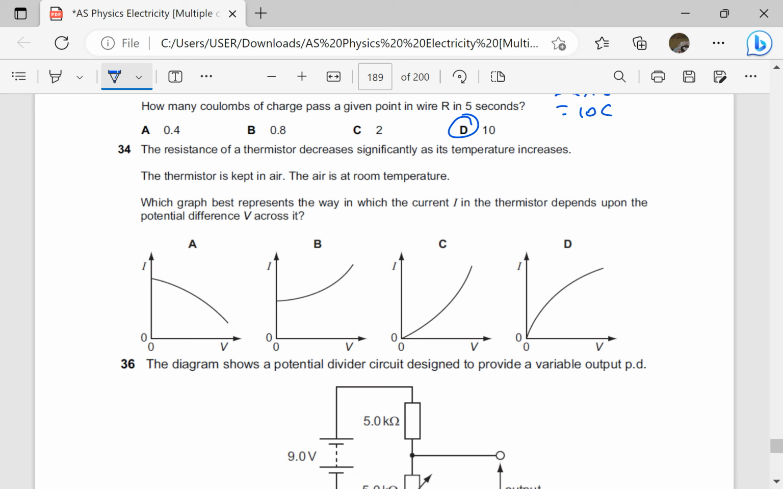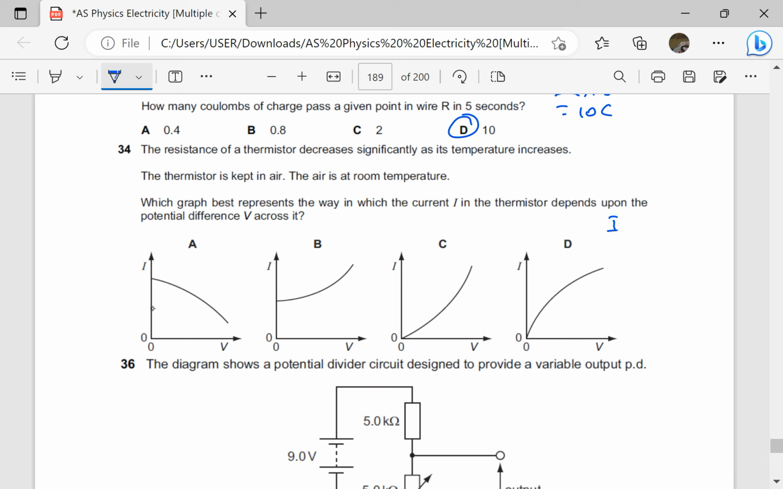The resistance of a thermistor decreases significantly as the temperature increases. The thermistor is kept in air. The air is at room temperature. Which graph best describes the way in which the current I in the thermistor depends upon the potential difference?